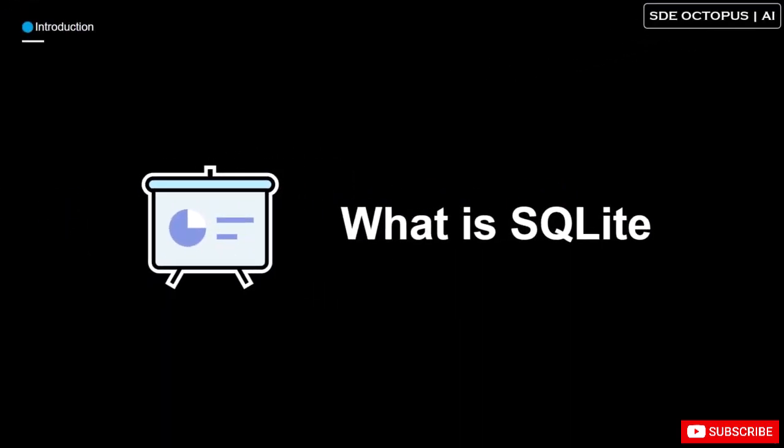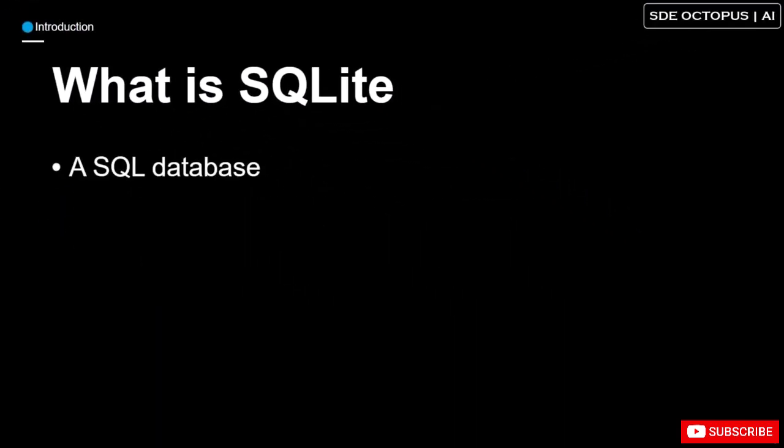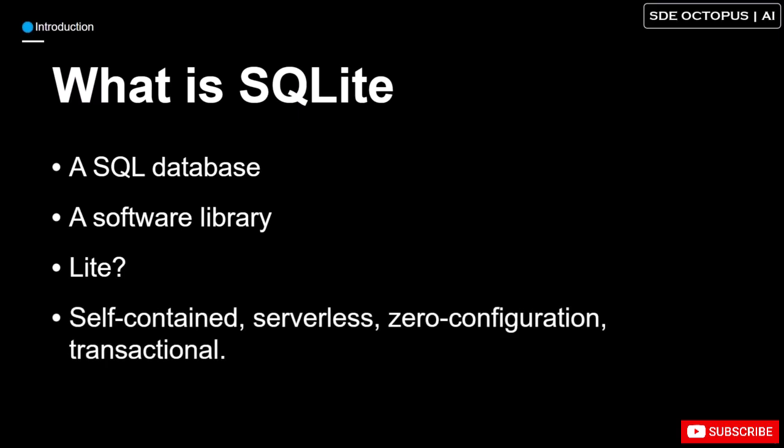SQLite is another SQL database, one of the simplest and easiest SQL databases. SQLite is a software library that provides a relational database management system. The "lite" in SQLite means lightweight in terms of setup, database administration, and required resources. SQLite has many features, including self-contained, serverless, zero configuration, and transactional.